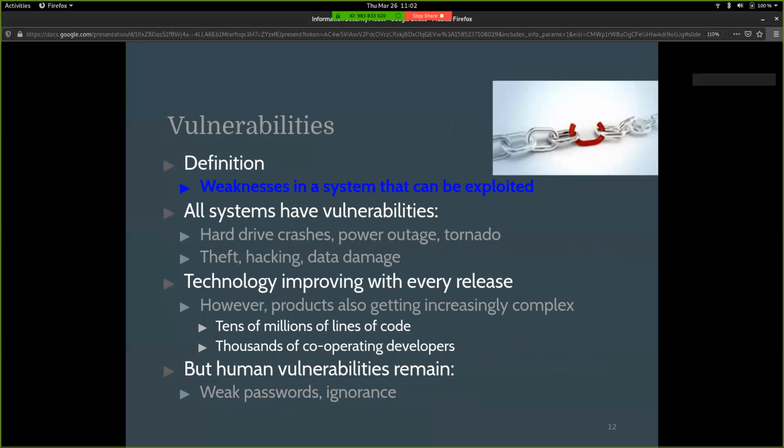So the definition of vulnerabilities: any type of weakness in a system that can be exploited. Those could be technical vulnerabilities. Those could be just system weaknesses or human vulnerabilities, like we've talked about through the process of social engineering.